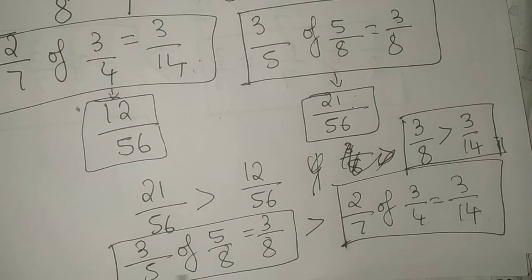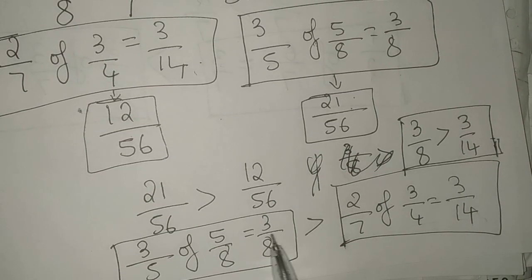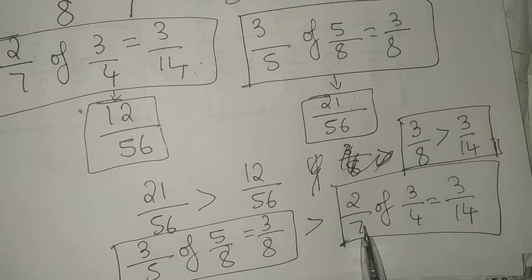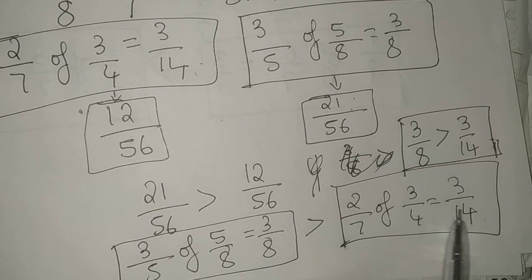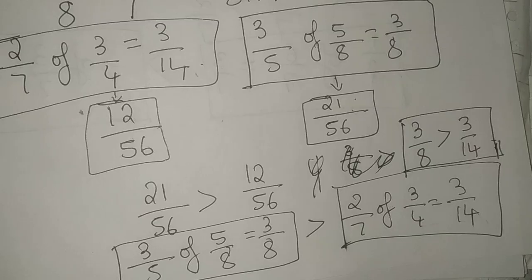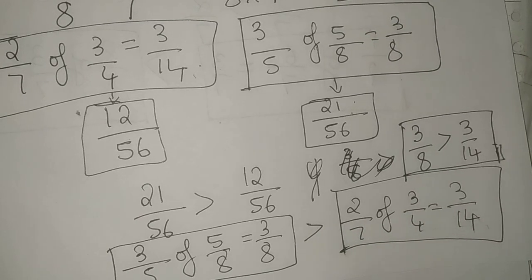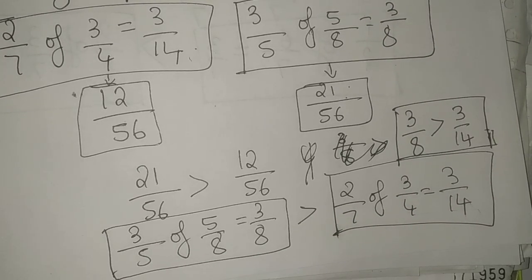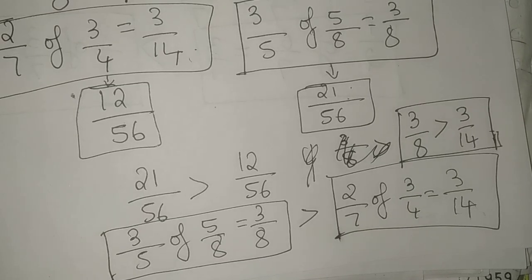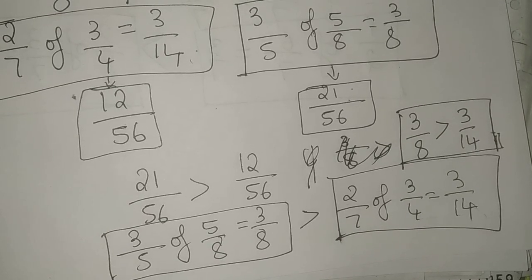Therefore 3 by 5 of 5 by 8 is equal to 3 by 8, and 2 by 7 of 3 by 4, this one, is greater than 3 by 14. So this is the solution for the question 4, first and second problem.